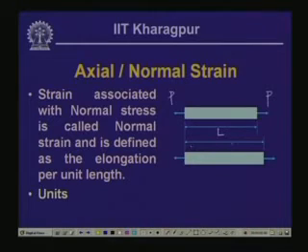Let us assume that after deformation, the length is L plus delta. Thereby, delta is the deformation or the extension of the body. Now, we define a quantity which is the ratio of this deformation to the original length and is generally designated as epsilon equals delta by L, and this is known as strain.